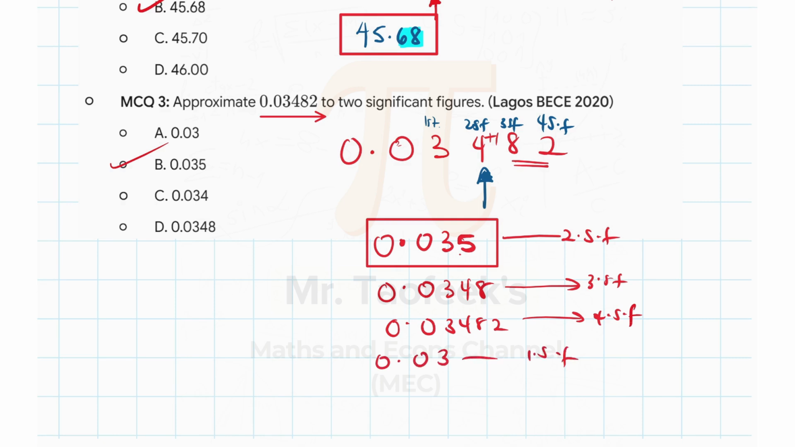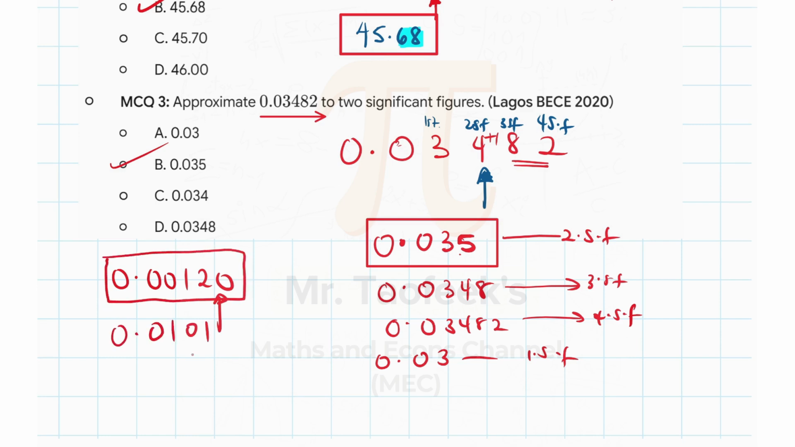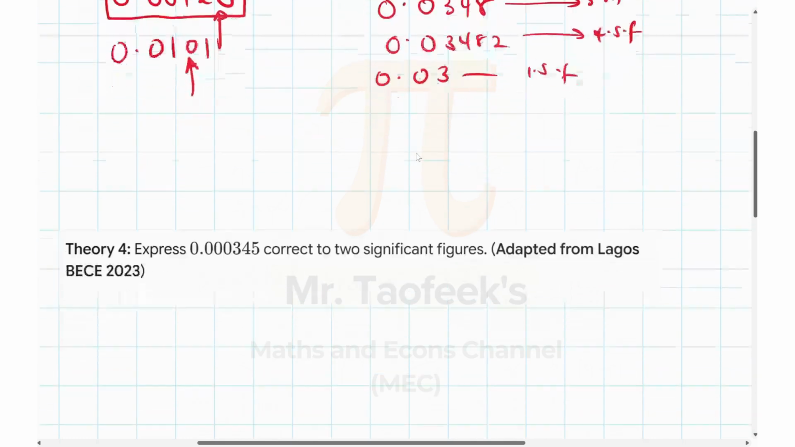Okay? But in significant figures, any zero, so if I have 0.00120, then this zero is significant. So this number, as you can see, is to 3 significant figures. Also, if I have 0.0101, even the 0 in the middle is also significant. So it's important to know all these basic rules of significant figures.